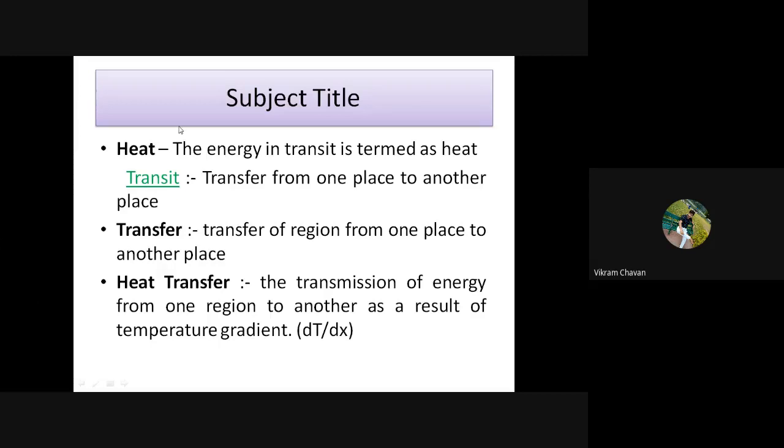What is meant by heat? The energy in transit is termed as heat. And what is meant by transit? Transit means transfer from one place to another place. In the case of heat, the transfer will happen from a high temperature region to a low temperature region.